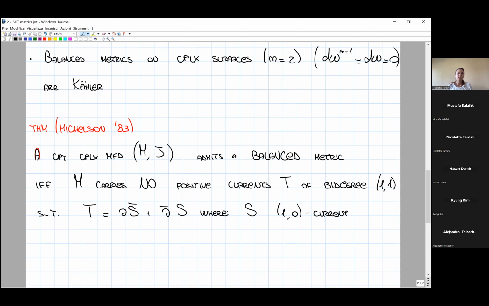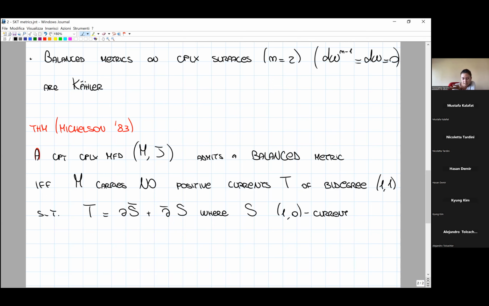So this is the analog of the result that we saw yesterday by Egidi for SKT metrics. There is a similar result due to Harvey and Lawson for Kähler metrics. I don't want to stress now the specific condition for the currents here, because we do not need this result in the following. But I just want you to have in mind that we are able to characterize the existence of balanced metrics in terms of non-existence of some special current.